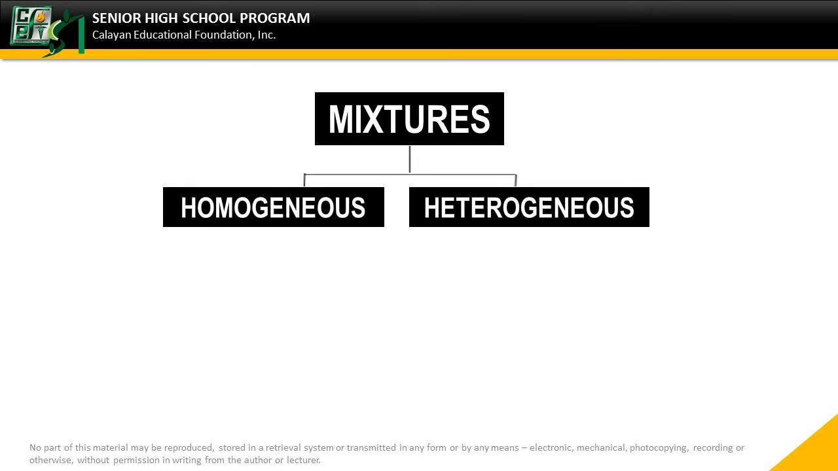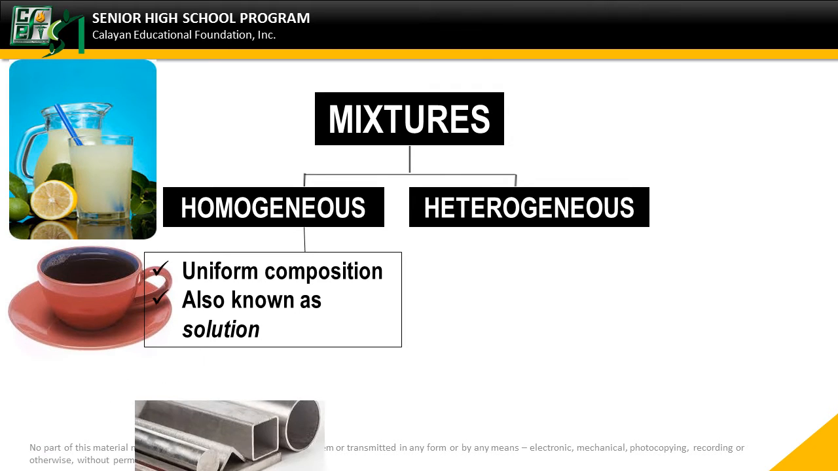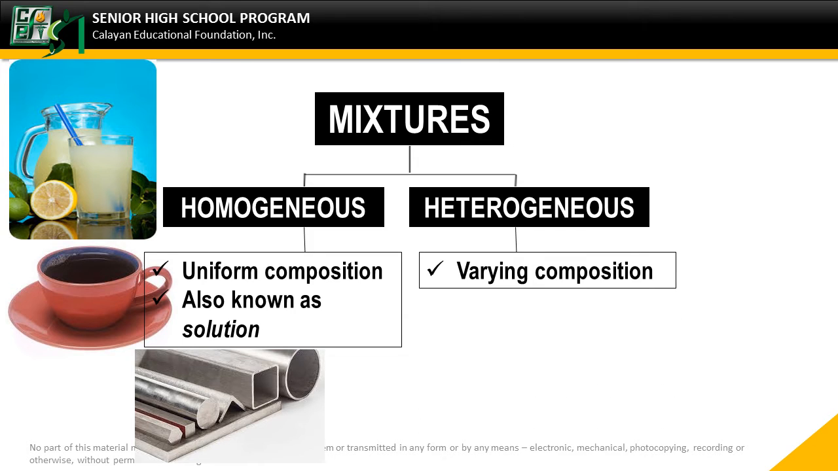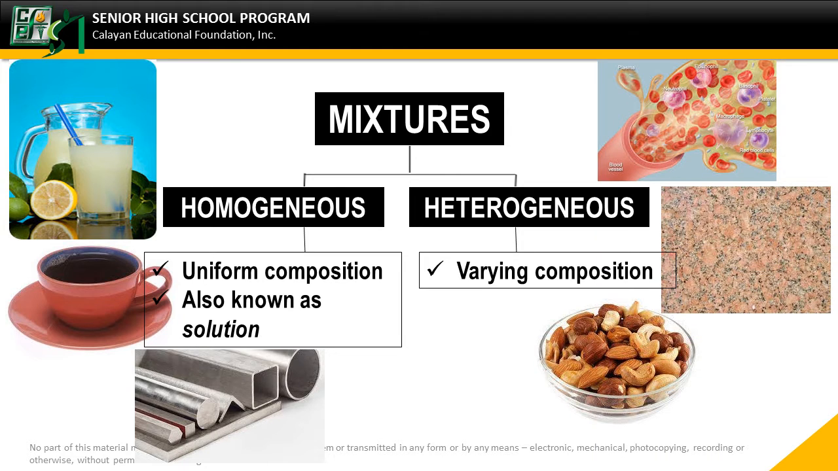A homogeneous mixture is a mixture in which the composition is uniform all throughout. It is also known as a solution. Examples of these are juices, coffee, or even steel. While heterogeneous mixtures are not uniform all throughout or have varying compositions. Examples of these are mixed nuts, granite, or even blood.